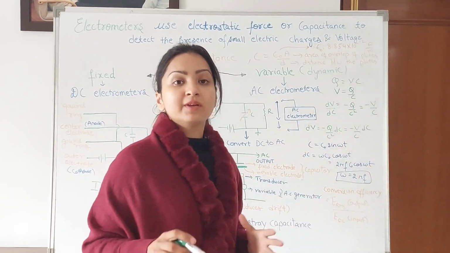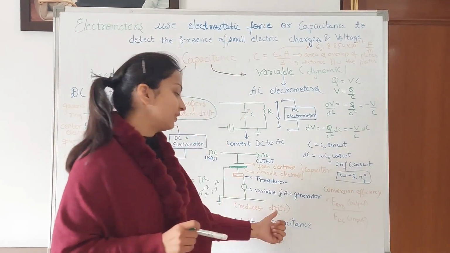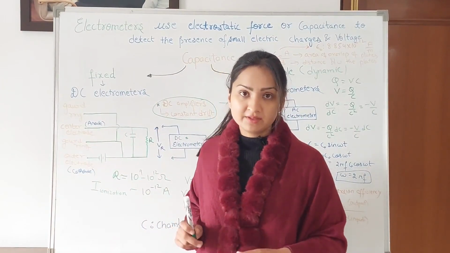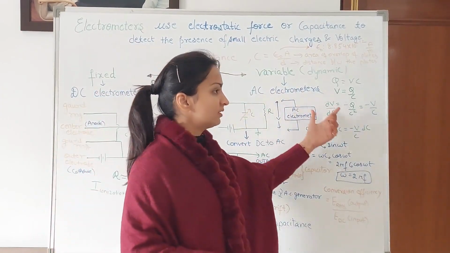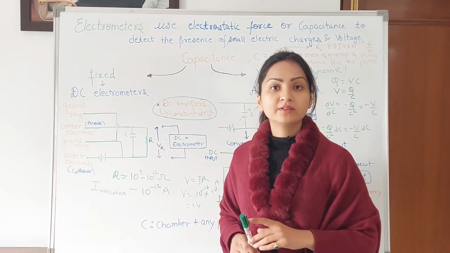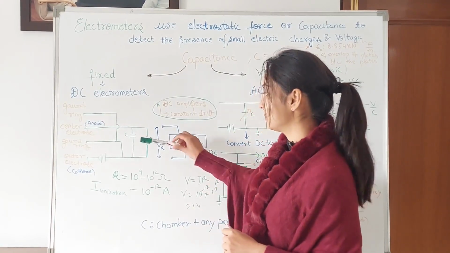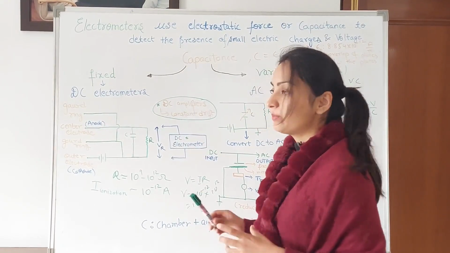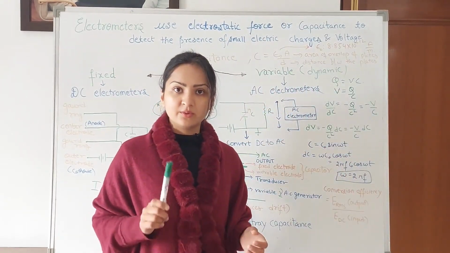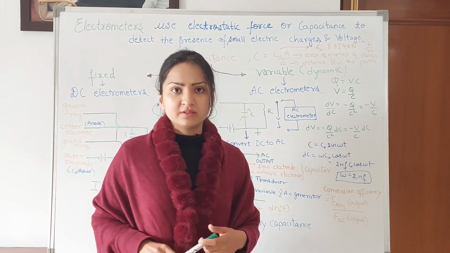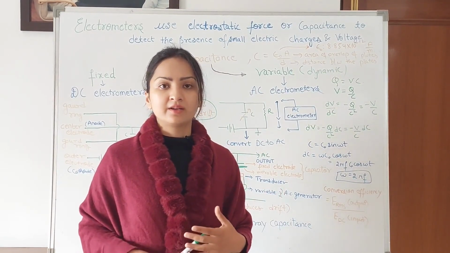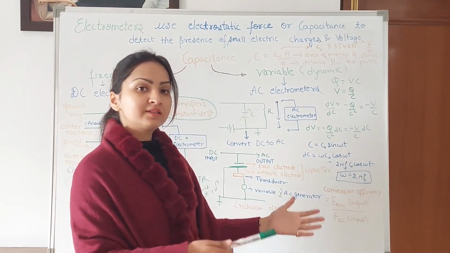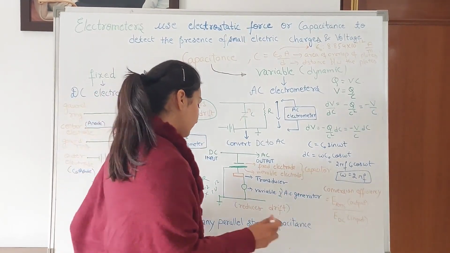So in the case of AC amplifiers, the problem of drift is drastically reduced, which was earlier seen with the DC amplifiers. So this was all about how we can obtain AC from DC. And another important thing that you will note over here is that this C comprises the chamber capacitance plus any parallel stray capacitance. Now you understand the chamber capacitance, that will be the capacitance of this ionization chamber. But what about this stray capacitance? The parallel stray capacitance. This is something new.